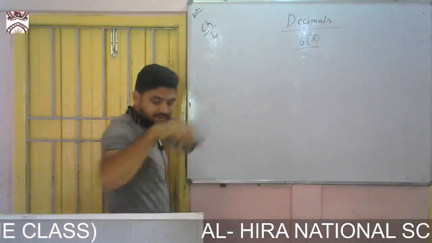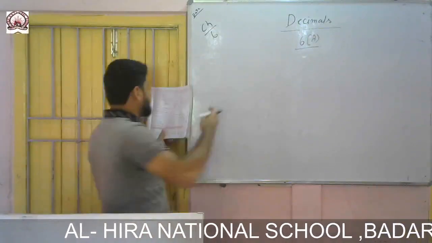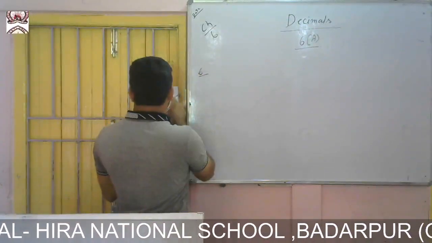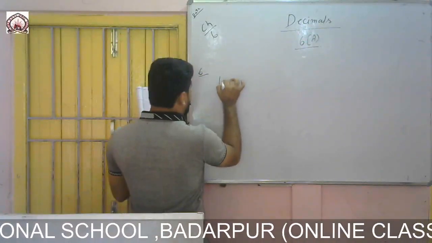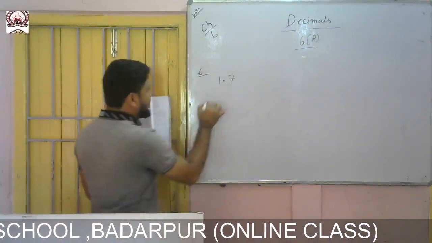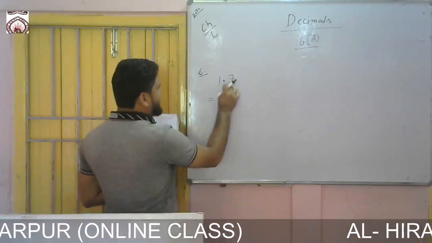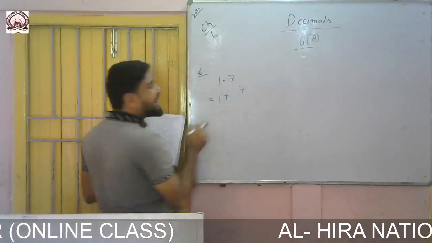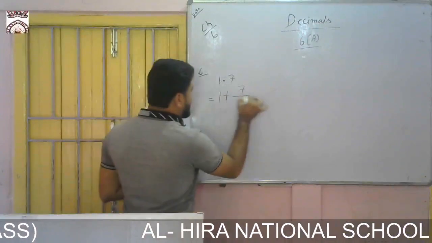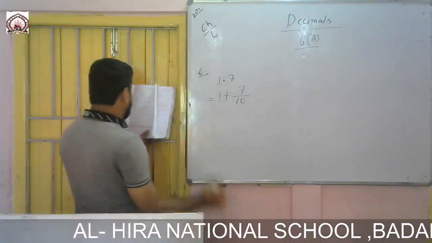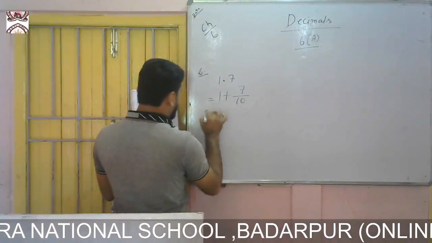We shall divide 7 by 10. So here you see how to divide. Number 6, you see, what is there? 1.7. So if I expand, then 1 plus, after that 0.7, 7 is in the tenths place, so I shall divide by 10. So it is in expanded form. Okay.